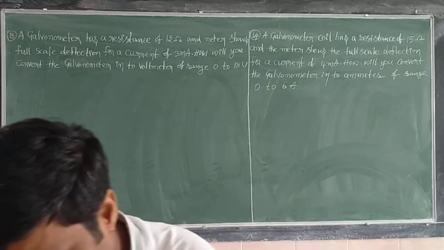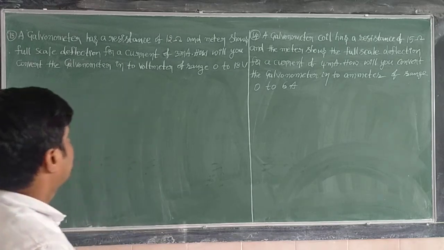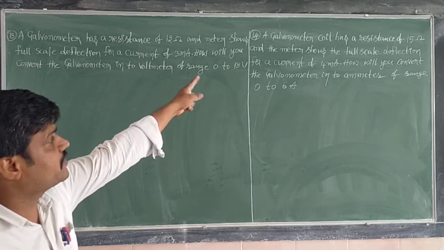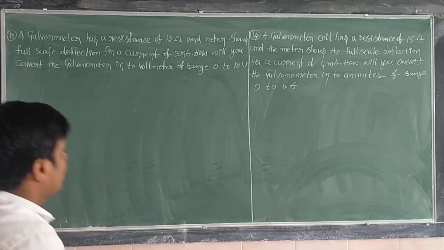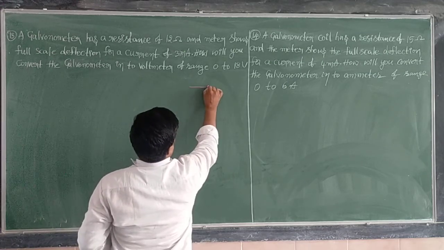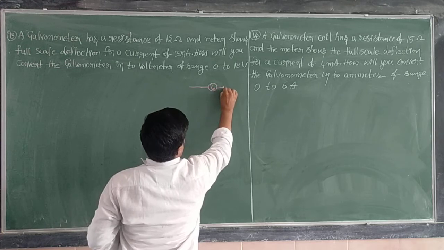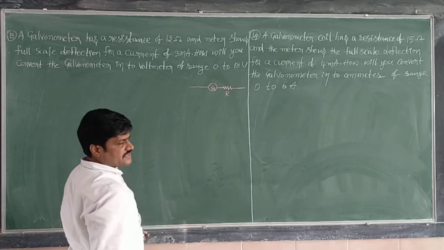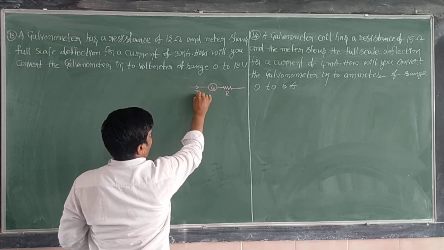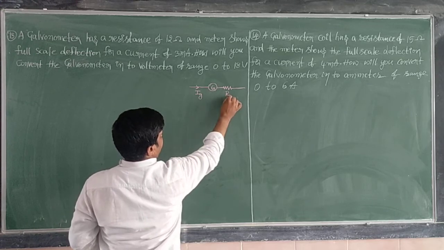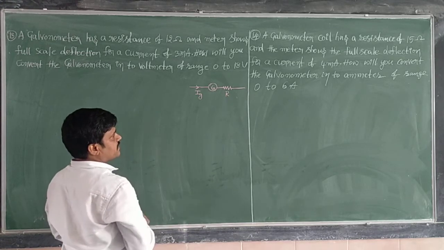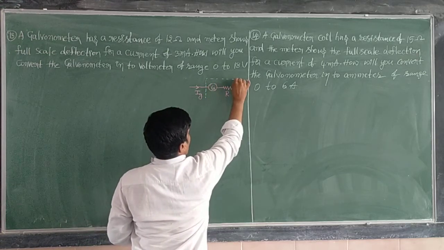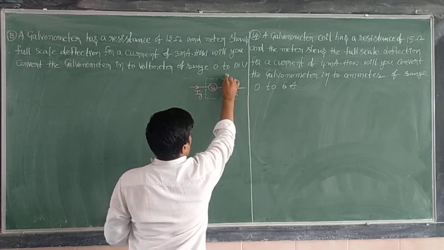There are another two problems. These problems are related to the conversion of a galvanometer into a voltmeter and the conversion of a galvanometer into an ammeter. If you want to convert a given galvanometer into a voltmeter, you have to connect a high resistance in series with it. The galvanometer current is Ig. The resistance we have to connect in series is this much. Then this complete arrangement of the galvanometer and series resistance is said to be a voltmeter.